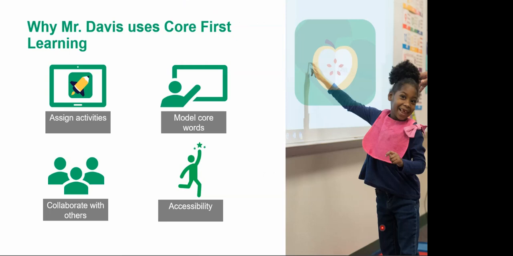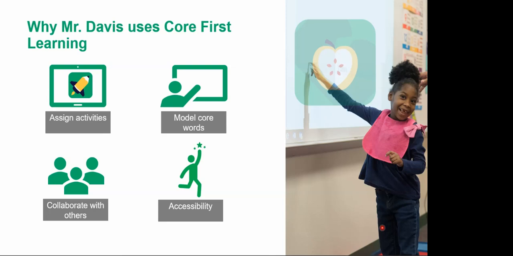And the reason that Mr. Davis uses this curriculum, obviously, is because he loves focusing on that core word strategy, but he likes using Core First Learning because he's able to assign the books and activities to his students so they can access them at home and at school. He likes that he has the opportunity to read the books with his students, but also do writing and graphing and sorting activities to provide numerous opportunities to model those words on the communication systems in meaningful ways. So it's not just, let's find want 10 times. It's find want while reading this book, while playing bingo, while doing an adaptive writing activity. Because this is what's going to help our learners not only learn the location of the word, but also the meanings.